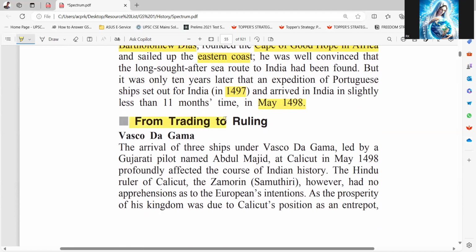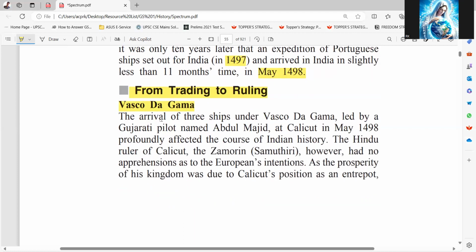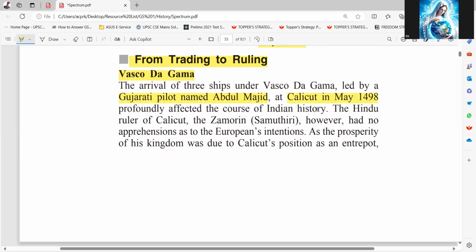From trading to ruling, Vasco da Gama. The arrival of three ships under Vasco da Gama, led by a Gujarati pilot named Abdul Majid, at Calicut in May 1498, profoundly affected the course of Indian history.